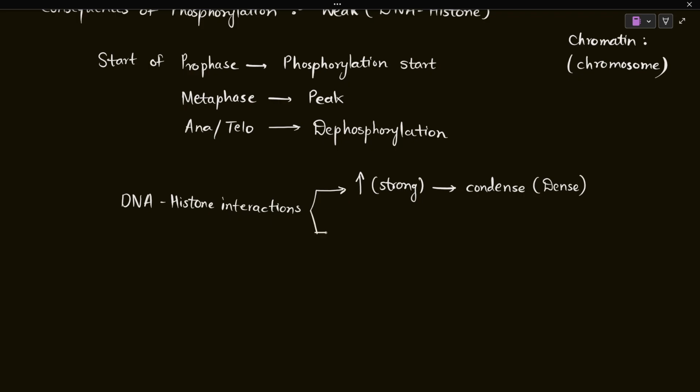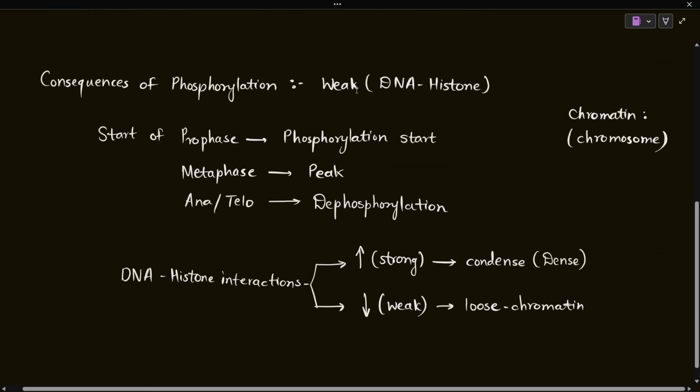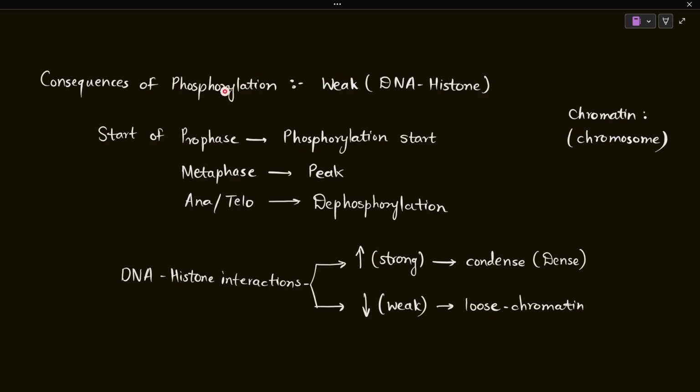And whenever DNA-histone interaction goes down, like they get weak, this is going to loosen up the DNA, right? Because if the histone and DNA interactions are not strong enough to have that DNA tightly wrapped around histones, then whenever they are weak, it is going to make the chromatin loose. This is what we have learned till now. But here, I already told you that phosphorylation is going to make the DNA-histone interaction weak.